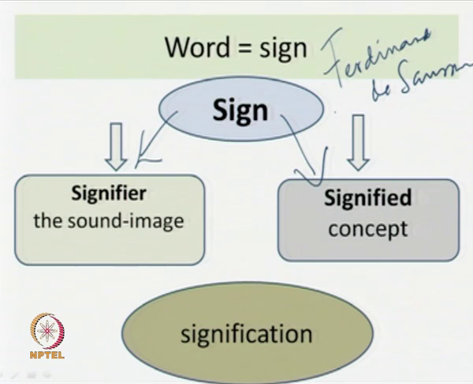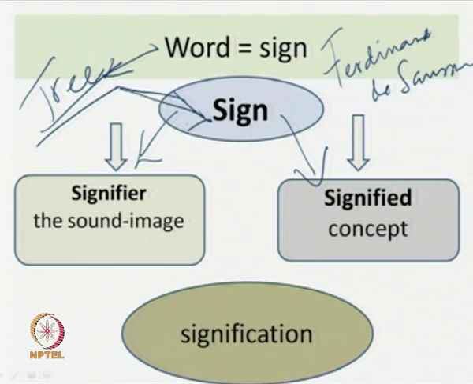For instance, it is a very common example that is used by almost every teacher. Let us say the word tree is a sign, isn't it? The word tree is a sign comprising four letters, T, R, E, E. So, this tree has one part which is the sound image. Say, I utter the word tree, and the other person can hear me saying the word tree.